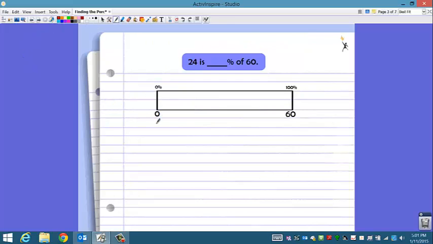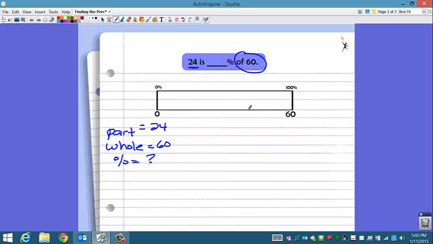Okay, example 2. 24 is blank percent of 60. First thing you want to do is label what you know. We know the part, the whole, and the percent. Our clue word for the whole is "of 60." That tells us 60 is our whole. Our part is the 24, and we're looking for the percent. That is our unknown.